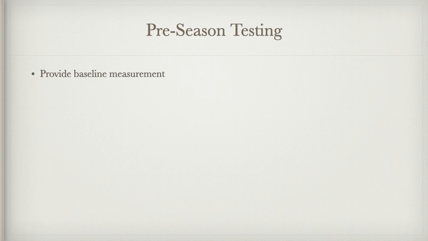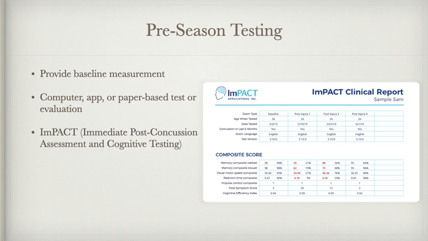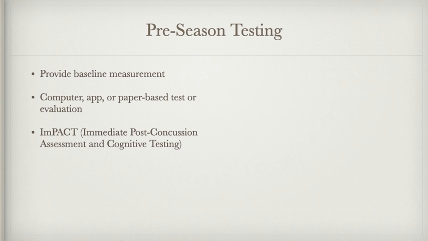Typically in preseason, we provide a baseline measurement at the beginning of the season. So if somebody has a concussion, we can go back and compare to the baseline measurement. This can be done on a computer, on apps, with a paper-based test, or just a regular evaluation by a healthcare provider. One of these is called IMPACT, which stands for Immediate Post-Concussion Assessment and Cognitive Testing, typically done on a computer at the beginning of the season. We'll follow the same approach we're going to talk about with the SCAT-5, Sport Concussion Assessment Tool 5.